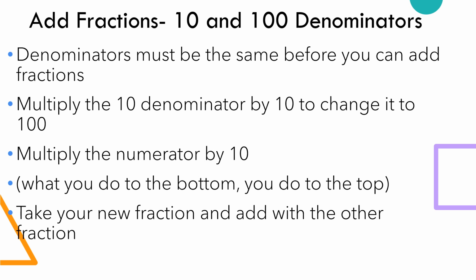Then, whatever you do at the bottom, you must do at the top. So if your denominator changes, your numerator also changes by multiplying that by 10 also. And then you take your new fraction, which is called an equivalent fraction, and add with the other fraction. So let's try that.